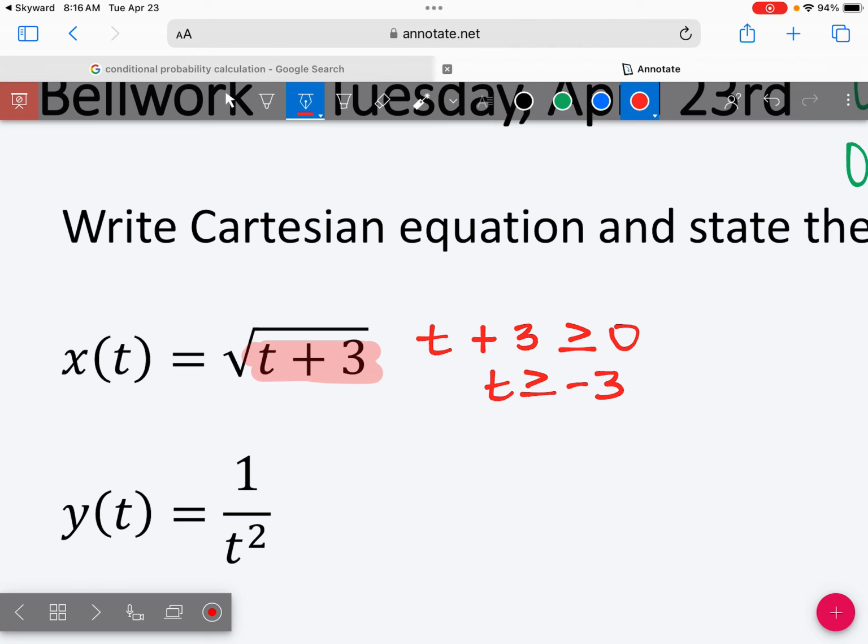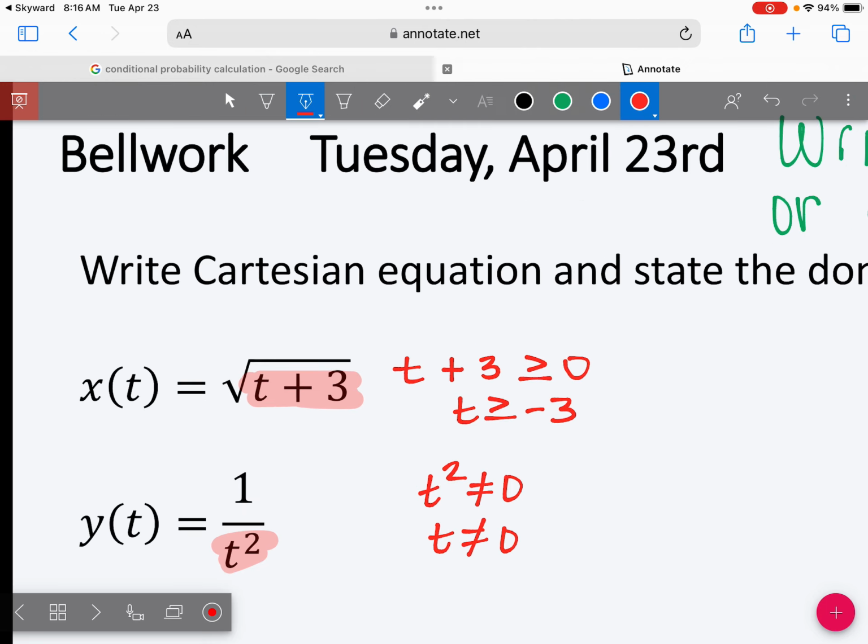Do you see a red light in this one? You do? Okay, so that means this cannot equal 0. So if t squared cannot equal 0, if you take the square root of both sides, we know t cannot equal 0. So far, I'm going to go ahead and put this on my number line.